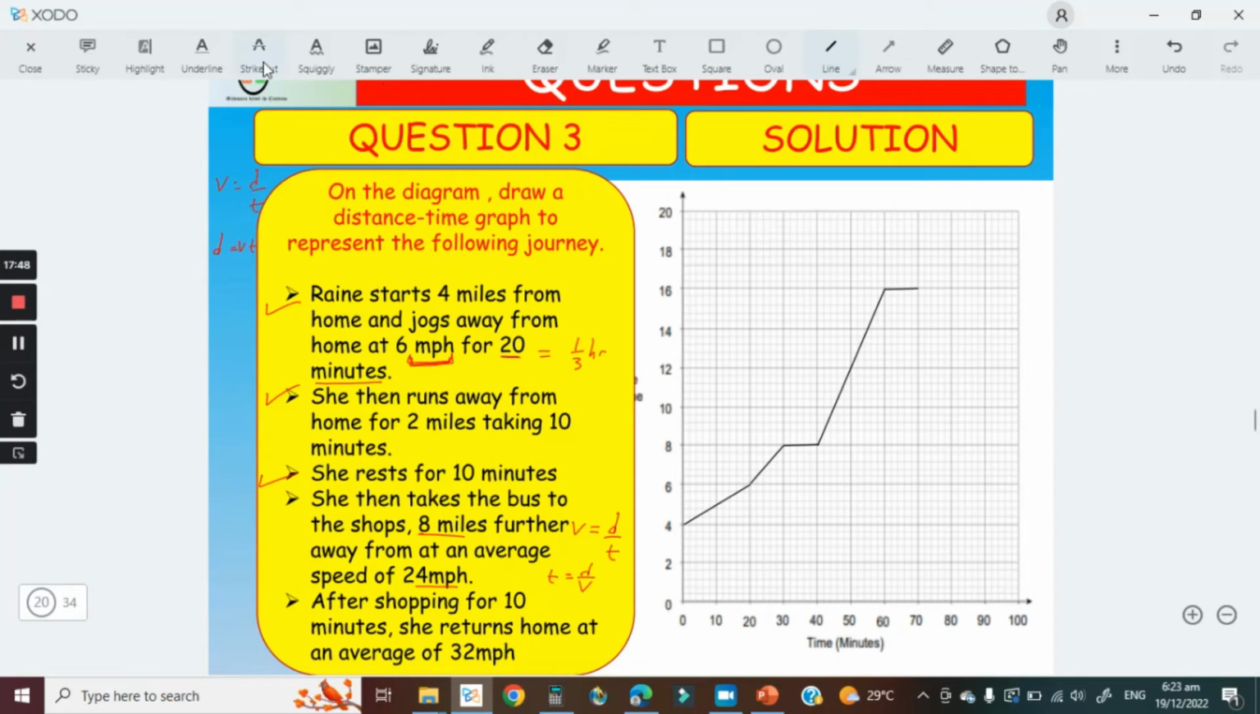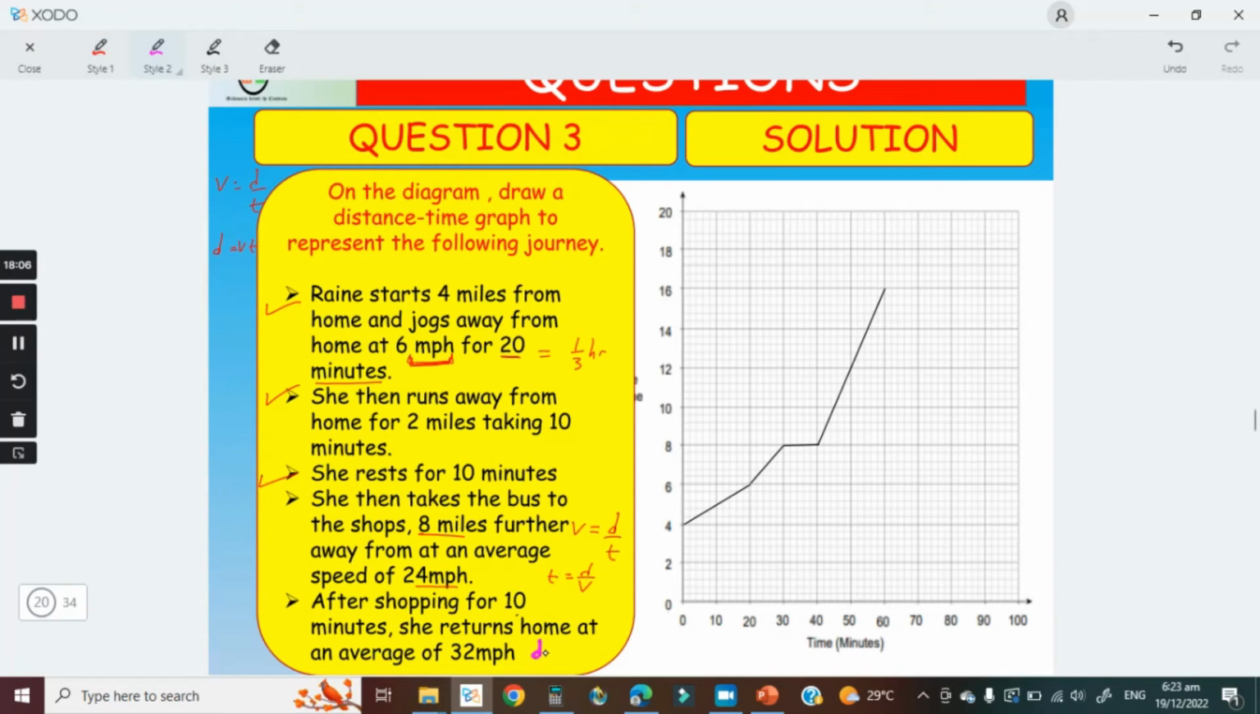Okay, so I guess what they want us to do is, let's take that off. They want us to say, all right, so this is the 10 minutes that you use to shop and end up returning home. Now what they're giving you is the time and the speed, so you need to work out the distance, no problem.